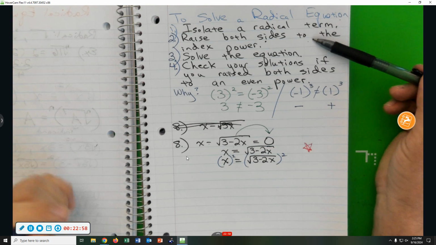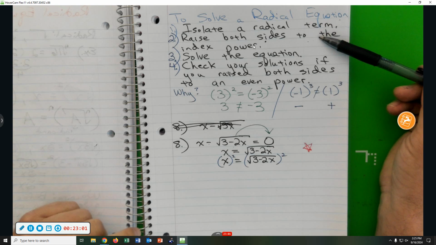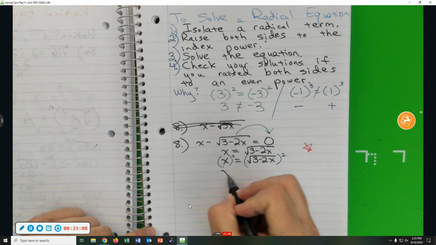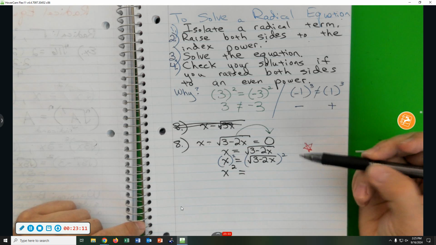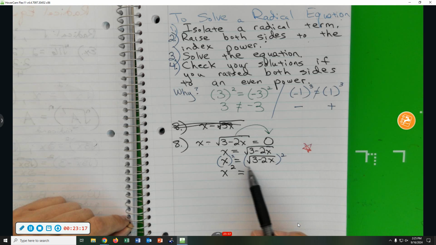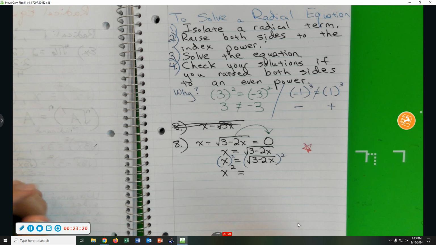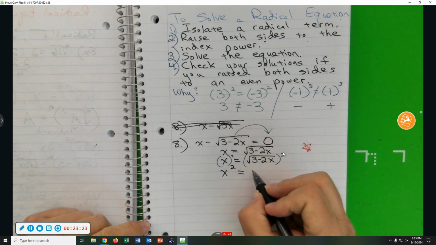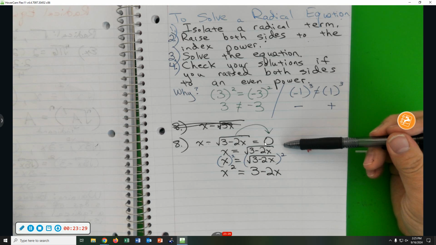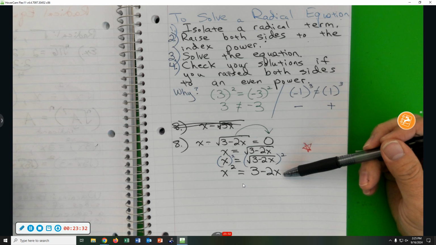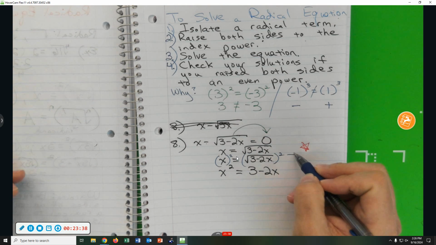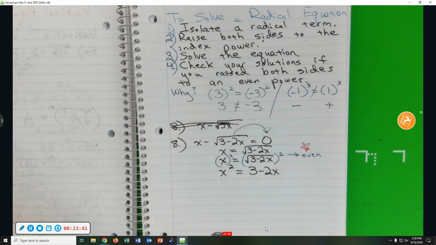So we're at this point where we're going to raise both sides to the index power. This works out nicely on the left side. We just have an x squared. What are we going to get on the right side? You're squaring the square root of 3 minus 2x. Everything's under the radical, so it'll be just 3 minus 2x. We started out with an equation that had a radical, but we're going to solve something that doesn't have a radical. When you raise both sides to an even power, it's because of that even power that we'll ultimately have to check our answers.